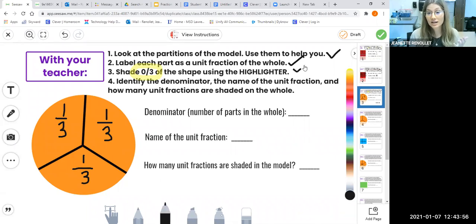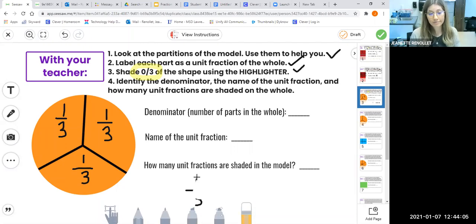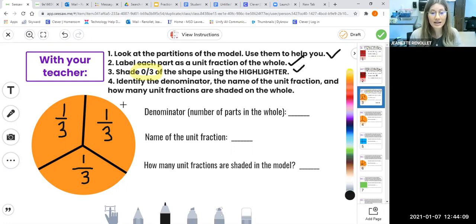We're not going to shade any thirds on this one. If my numerator is 0, I'm not counting any of the parts. So check, we did that. Awesome sauce. Let's go to step 4. I'm going to name the denominator, unit fraction, and answer a question. Okay, denominator. My denominator is 3.